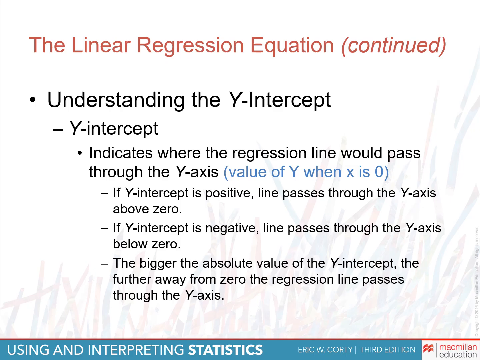All right, so we've talked about the slope as part of the regression equation. The other part of our regression equation that's important is something called the y-intercept. The y-intercept tells you where your regression line is going to pass through the y-axis. So if the y-intercept is positive, that means the line is going to pass through the y-axis above 0. If it's negative, the line is going to pass through the y-axis below 0. And so the bigger the absolute value of that y-intercept, the further away from 0 that regression line is going to pass through the y-axis. And we'll look at some examples here.